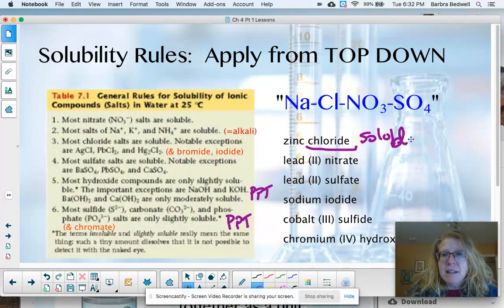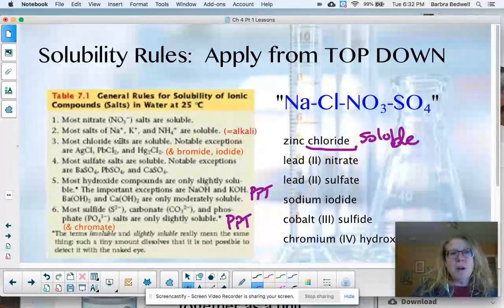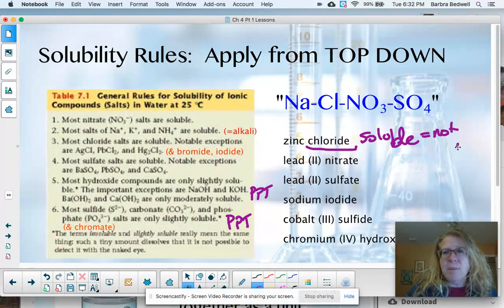And then it says, hold on, there are some notable exceptions. Notable exceptions means most chloride salts, including bromide and iodide salts, are soluble except for silver chloride, lead 2 chloride, and mercury 1 chloride. It's that polyatomic weird version of mercury. So these 3 right here could form precipitates. In general, chlorides do not. So that means this is probably soluble, not the PPT. That's not the one that we would see.